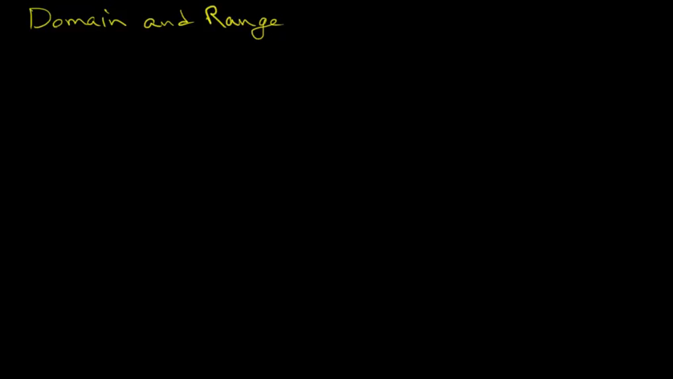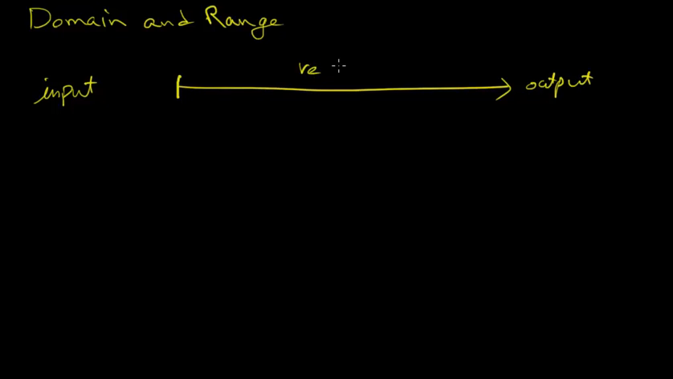We talked about function in our previous session. A function has three elements. It has input, it has output, and a relation.